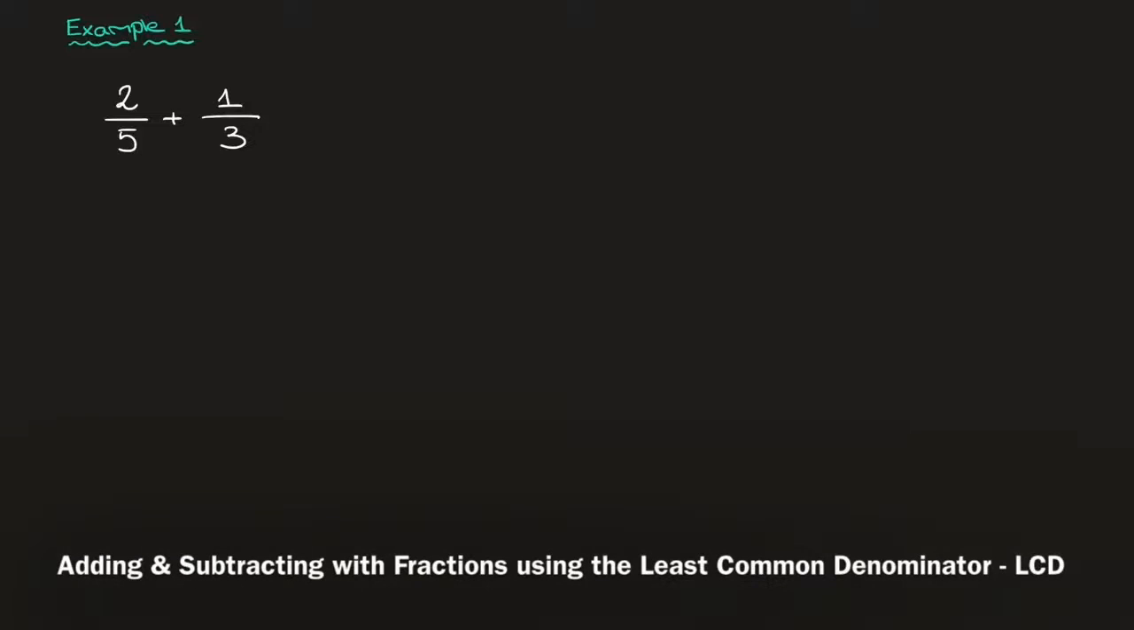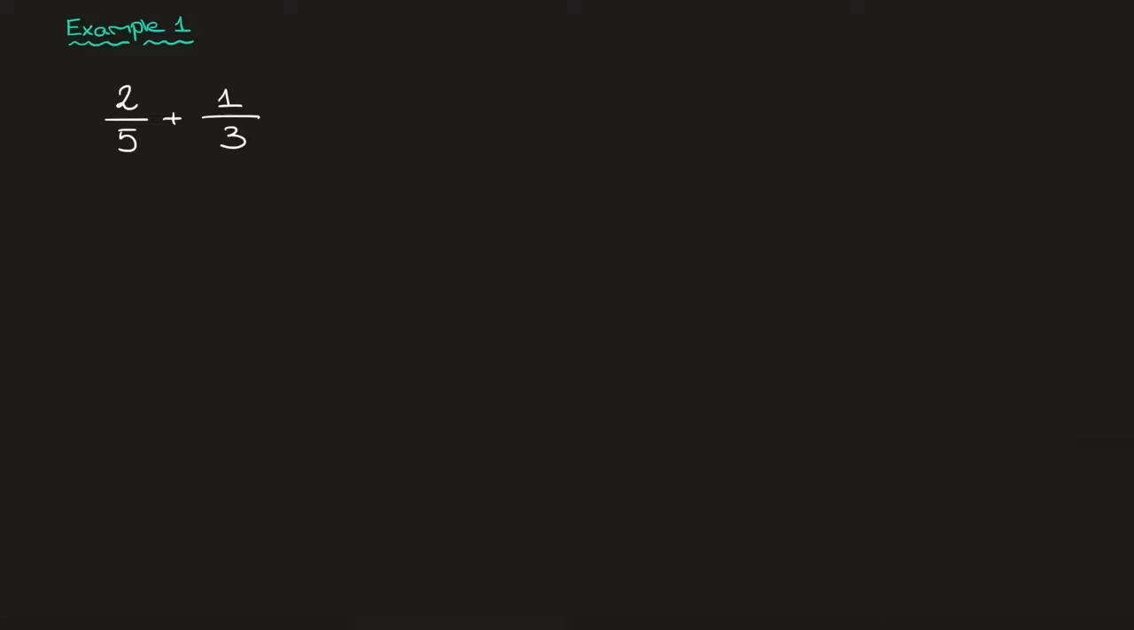Hi everyone, let's learn how to add and subtract with fractions by finding their least common denominator. Now for that we're going to work through two examples. The first is the one we have here. We need to calculate 2 over 5 plus 1 over 3, or 2/5 plus 1/3.